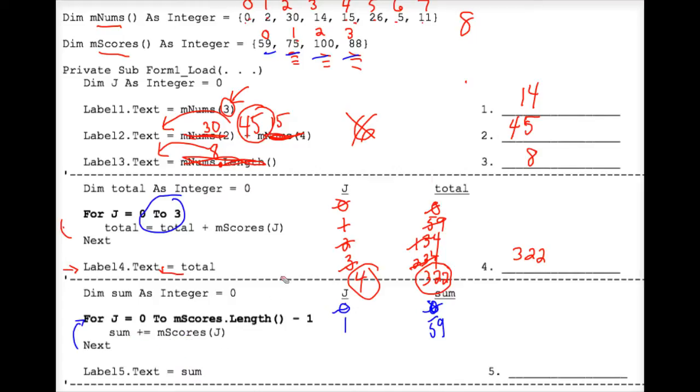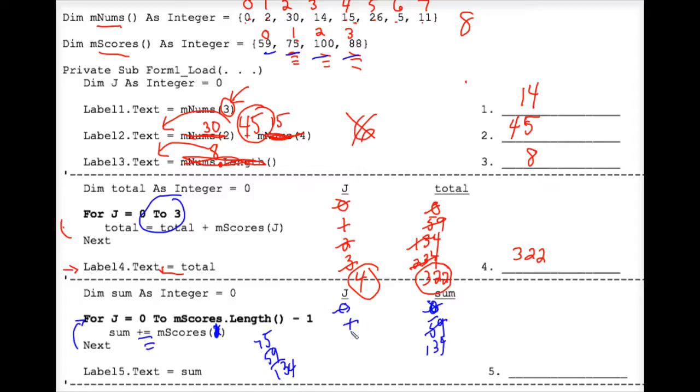Okay, let's move on. J bumps up to 2. M scores 2 is the, oh, I was at J equals 1. I skipped ahead too fast. J is currently 1. So M scores 1 is 75, which gets added into sum, excuse me. That's 75 plus the 59 is 134.